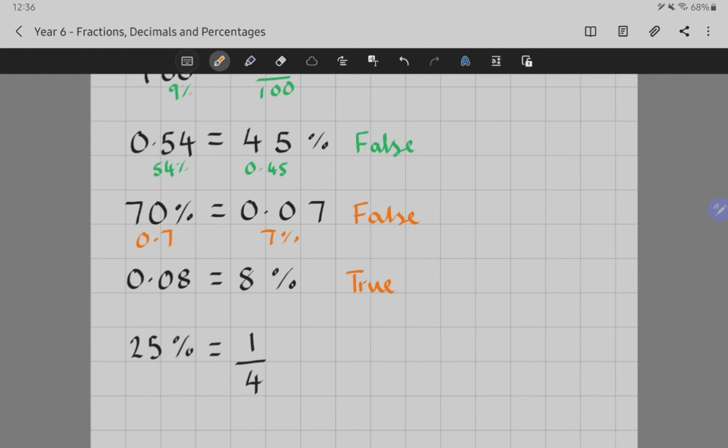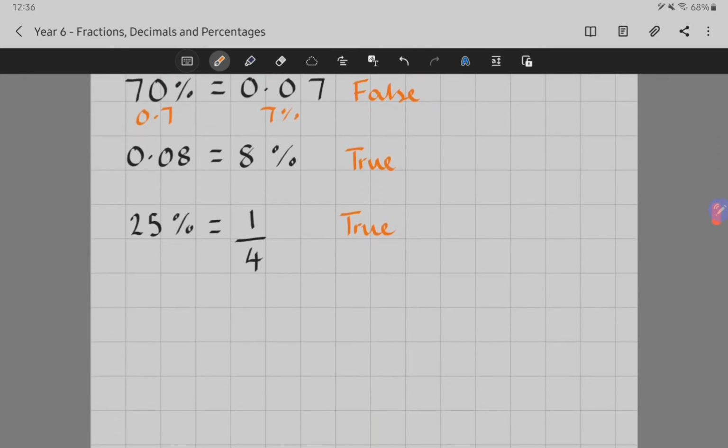Okay, now this is one of the important ones you need to learn off by heart. It's always handy to know. It is true. Okay, 25% is equal to 1/4. Okay, and we can check that information. So I can use skills I've previously practiced. So 25% is the same as 25 over 100. Okay, and if I simplify that, 25 can be divided by 25, and this can also be divided by 25, and that would equal 1/4. Okay, that's the way I could check.